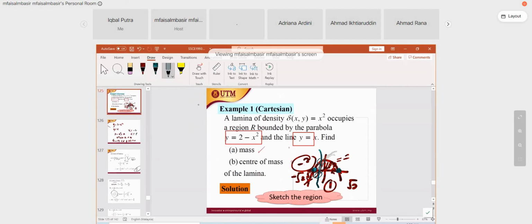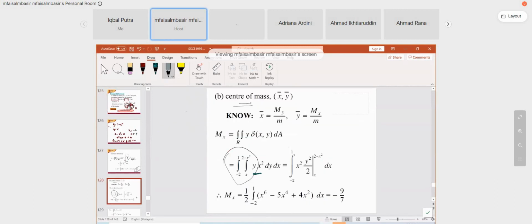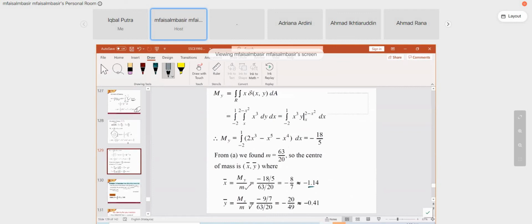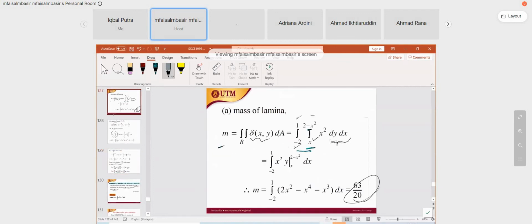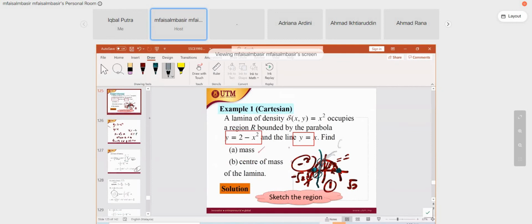Which is negative 1.14, negative 0.41. So the turning point starts here.